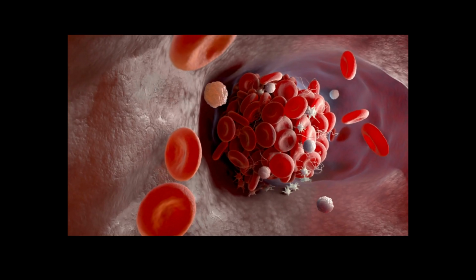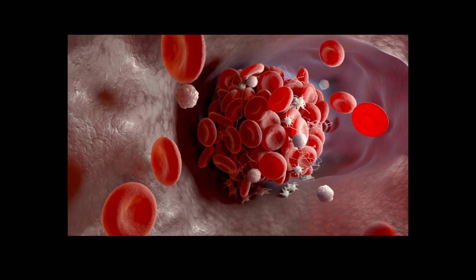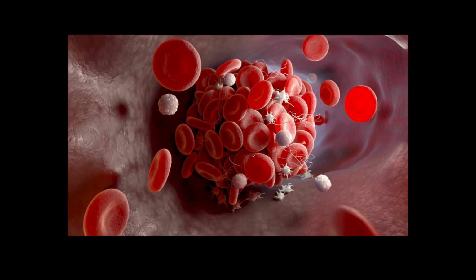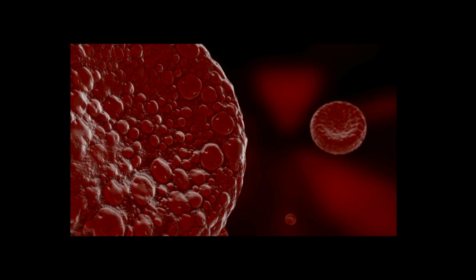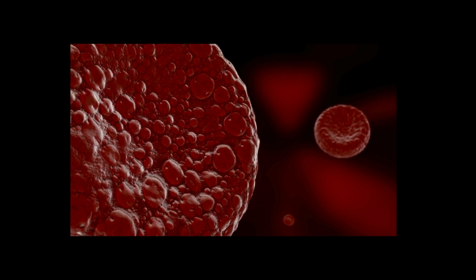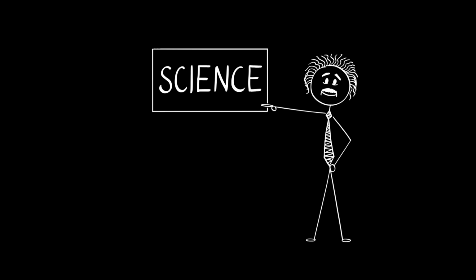Blood types are a fascinating part of human biology. They're determined by specific proteins on the surface of red blood cells, and they play a critical role in your body's immune response. While they may seem like a small detail, blood types are the result of millions of years of evolution and have helped humans survive through various diseases. So the next time you hear about blood types, you'll know it's not just a random detail, it's science in action.